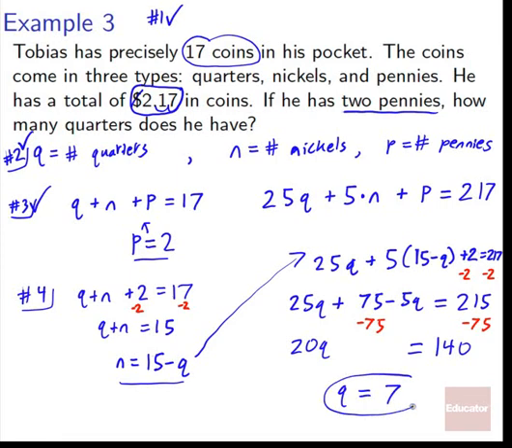The number of quarters he has in his pocket must be 7 quarters because we were able to work things out from those original equations. And if we wanted to figure out what the number of nickels he had was, we could just plug it right here and we'd get, oh, he must also have 8 nickels.